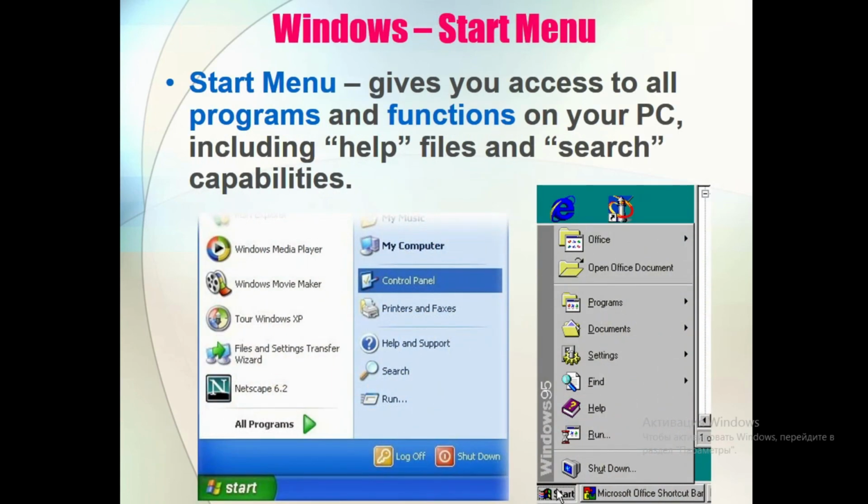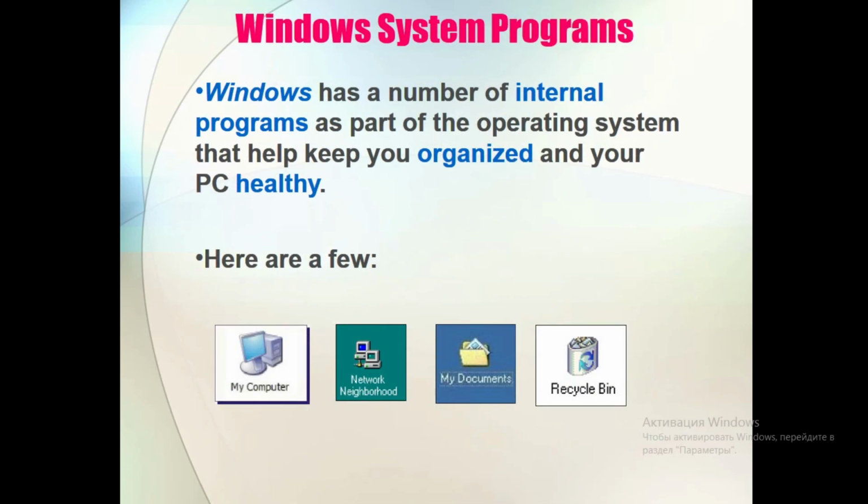Windows Start Menu. Start Menu gives you access to all programs and functions on your computer, including help files and search capabilities. Windows System Programs. Windows has a number of internal programs as part of the operating system that help keep you organized and your personal computer healthy. Here are a few: My Computer, Network Neighborhood, My Documents, Recycle Bin.